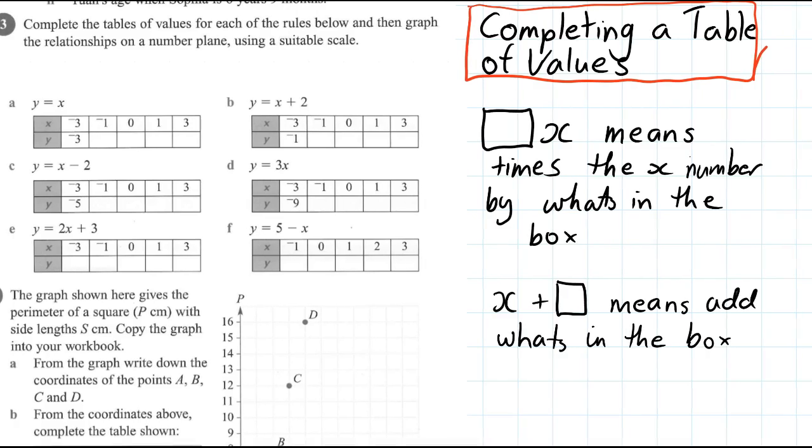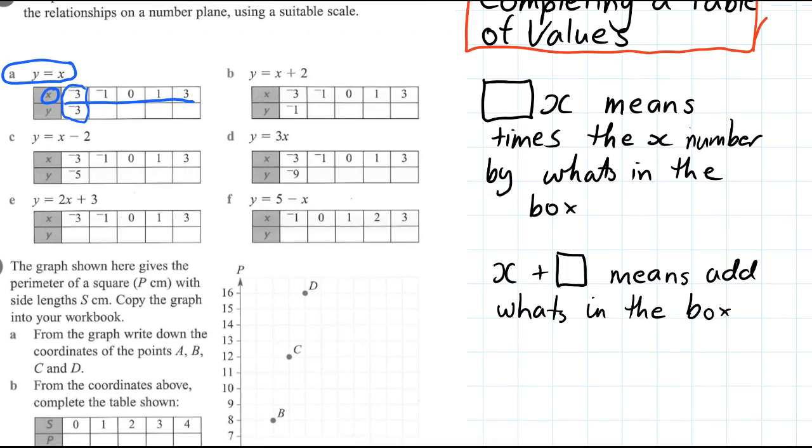Question A says x equals y. So here we've got A, x equals y. And in the x row going across, they've given us a whole bunch of x's. Now, if x equals y, x needs to be the same thing as y. Okay, x and y are the same. So here, in this first one, when x is minus 3, y is minus 3. Should make sense. Minus 3 is the same as minus 3.